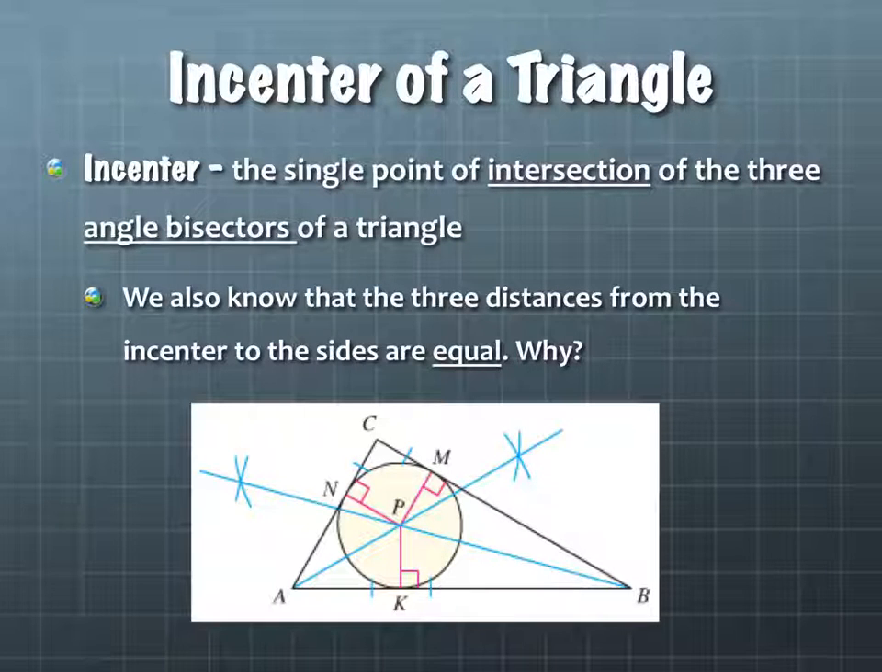We did a construction, I don't know if it was last time or two times ago, where we created a circle around a triangle. The circle was around the triangle, okay? And this one creates a circle inside of the triangle. All right? We know that the three distances are equal, and the reason why is because they are all angle bisectors.